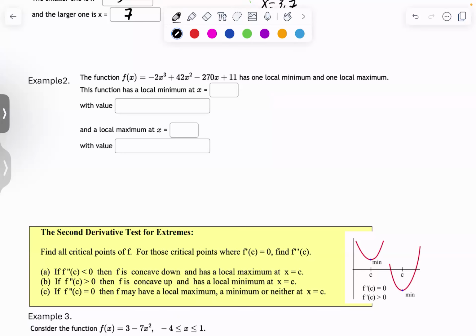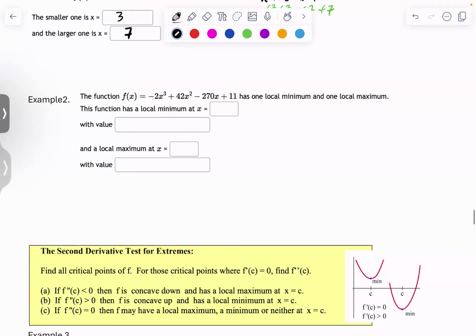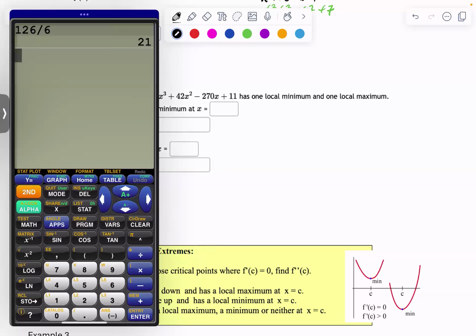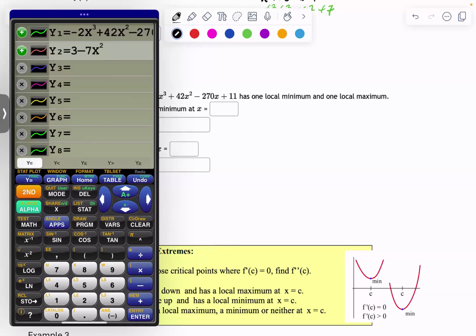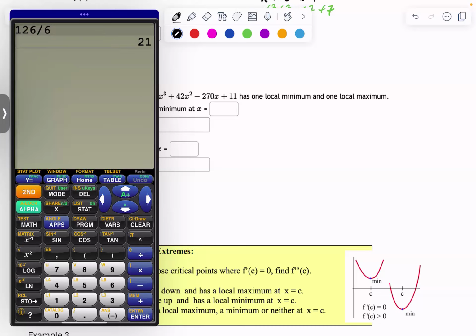And they want us to figure out not only our critical values, but our critical points, meaning we need the y values as well. And we're going to figure out if they're minimums or maximums. This is going to get a little messy. What I've done before is I hit y equals. I've already plugged in, you can see at y1, I have negative 2x cubed plus 42x squared minus 270x plus 11. So I've already plugged that in there. We're going to do something with that in a minute. And if you need to pause the video to plug that in, please do so.